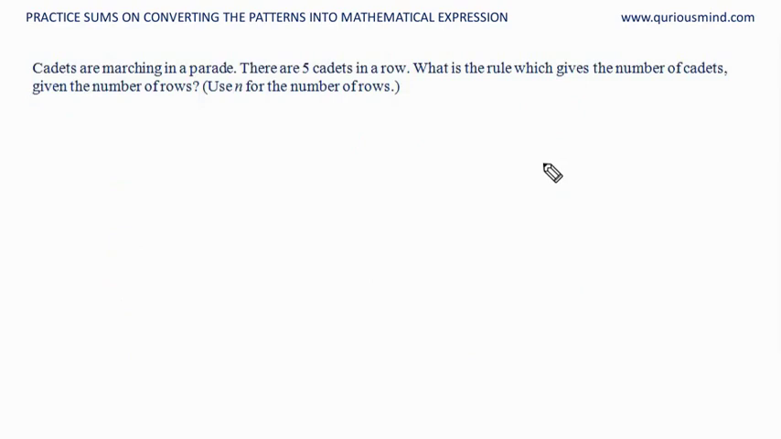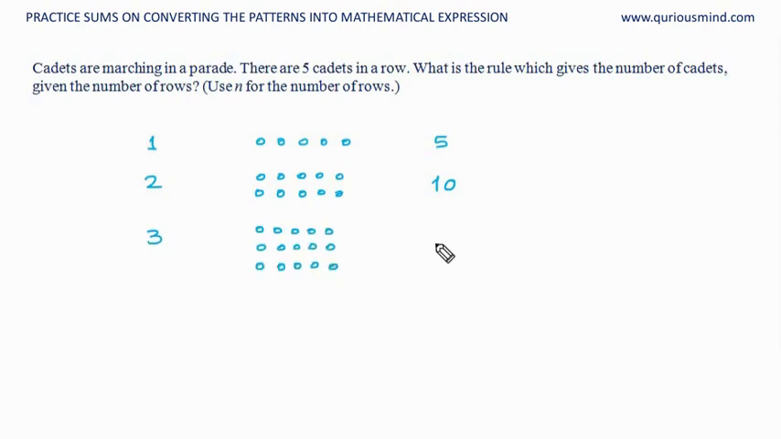Cadets are marching in a parade. There are 5 cadets in one row. What is the rule which gives the number of cadets given the number of rows? So if there is one row, we have 1, 2, 3, 4, 5 cadets. 2 rows, I have 1, 2, 3, 4, 5 in one row, and another row 1, 2, 3, 4, 5. So total I have 10. If I have 3 rows of 5 each, I have 15. So here 5 is equal to 1 into 5, here it is equal to 2 into 5, here it is equal to 3 into 5. 1 row into 5, 2 rows into 5, 3 rows into 5. So this 1, 2, 3 is a variable, and that represents the number of rows.